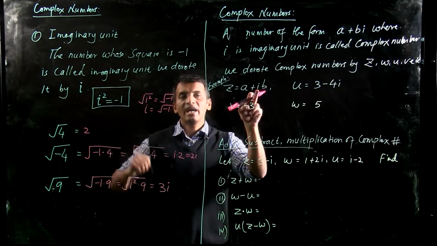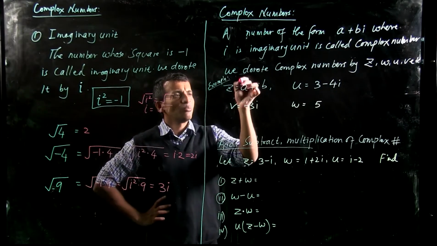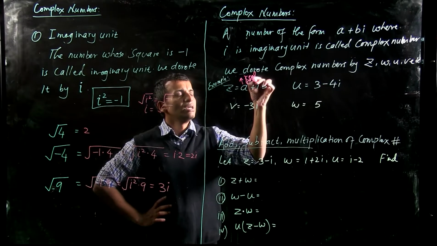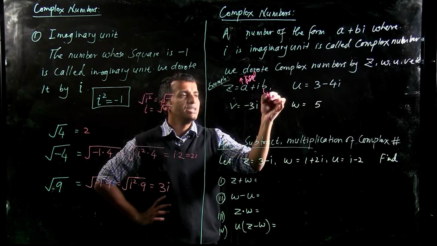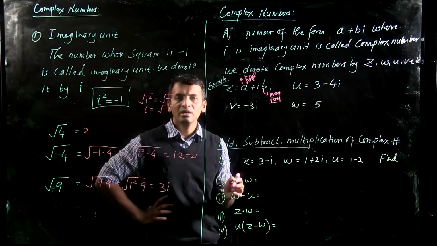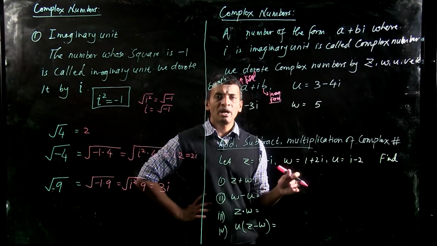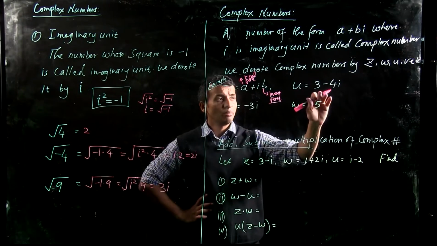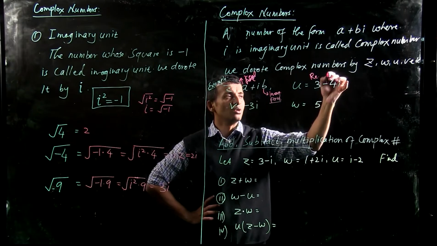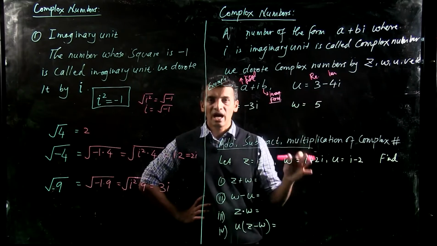What is the value of i? i is the square root of -1, or you can say i squared is -1. The first number, the number without i, is called the real part, and the number that comes with i, that is b, is called the imaginary part. Another example of a complex number is u equals 3 minus 4i. What is the real part? In this problem, the real part is 3, and the imaginary part is -4, because that comes with i.